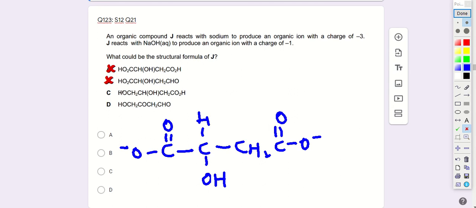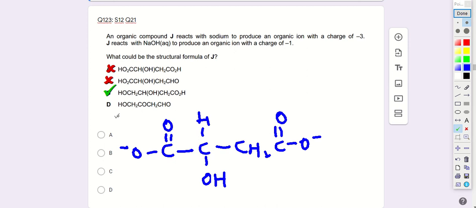Now let's get C. We have alcohol, alcohol, carboxylic acid. All these three functional groups can react with sodium. So -1, -1, -1, you get an organic ion with the charge of -3. Now let's check reaction with sodium hydroxide. With sodium hydroxide, alcohol will not react, so won't react, won't react. But this will react to give you a -1 charge here. So overall, reaction with sodium hydroxide, C will produce an organic ion with a charge of -1. So C is the answer.